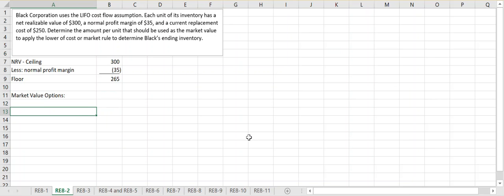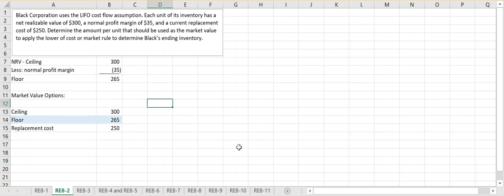So our market value options, we have our ceiling of 300, we have our floor of 265, and then we have our replacement cost, and our replacement cost falls below the floor value at 250. It's lower than the floor value. We know that nothing can go below the floor, so if our replacement cost is less than the floor, we use the floor as our market value.